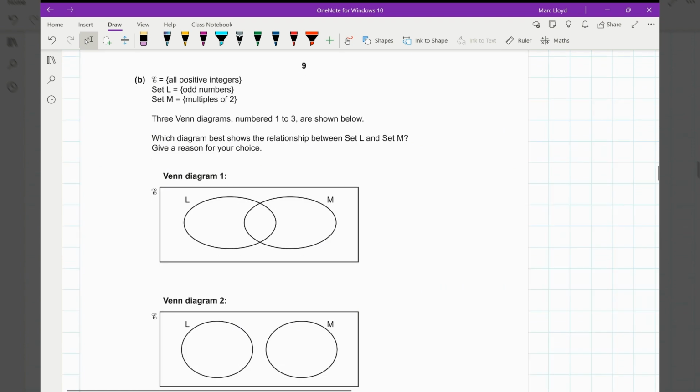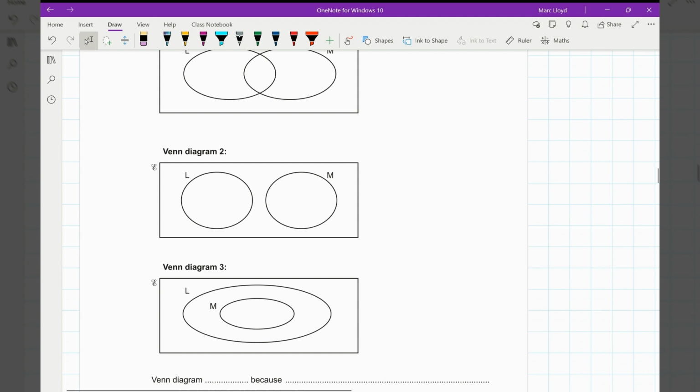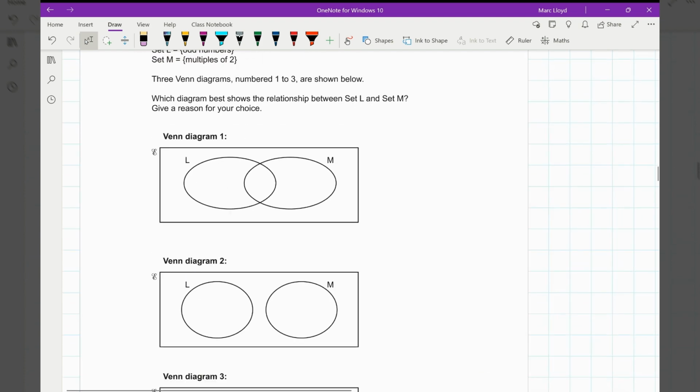Scrolling over to the next page, we've got 3 Venn diagrams numbered 1 to 3 as shown below. Which diagram best shows the relationship between set L and set M? Give a reason for your choice. Now, odd numbers on the left, multiples of 2 on the right. I am afraid it's going to be Venn diagram number 2.